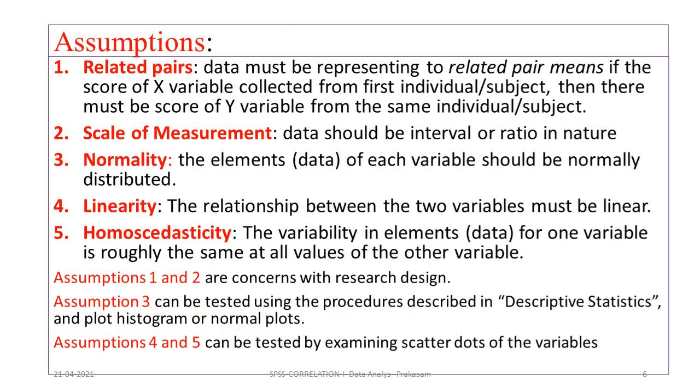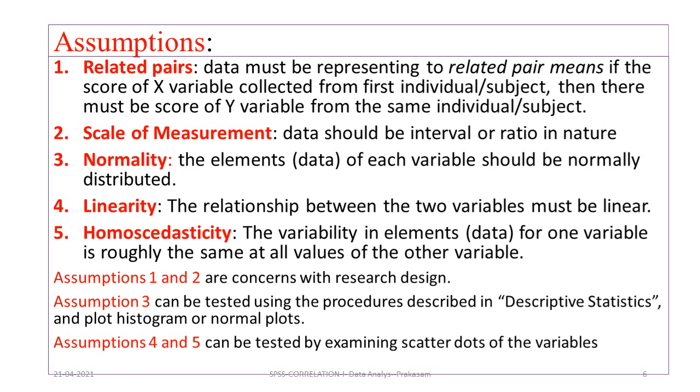Now the assumptions involved in calculation of correlation coefficient. These are the most important assumptions, and one has to satisfy them. First and foremost is the related pair. That means if the score of x variable is collected from the first individual, then there must be a score of y variable from the same individual. That is the most important thing. That means there should be one-to-one correspondence between x1 and y1, similarly x2, y2, and so on.